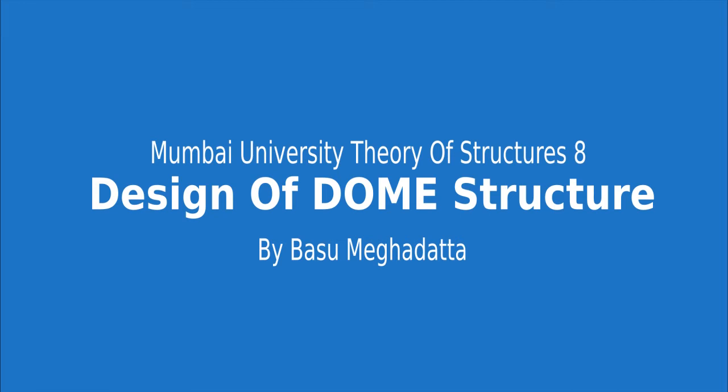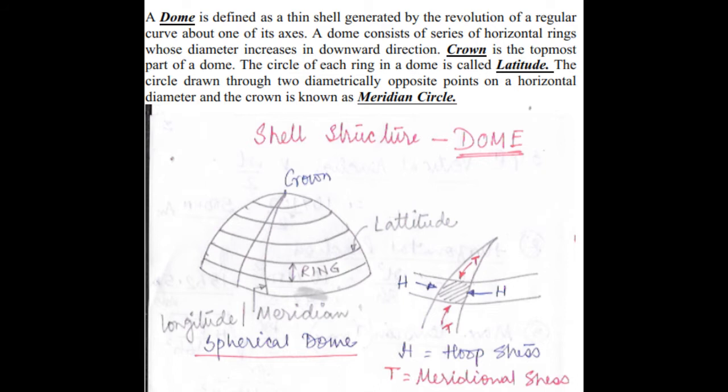So basically what is a dome? A dome is a thin shell which is generated by revolution of a regular curve about one of its axes. Now a dome consists of a series of horizontal rings whose diameter increases in the downward direction, as you can see in the diagram. The crown is the topmost part of a dome, and each circle or each ring in the dome is called a latitude. This terminology you should be conversant with: what is a crown, what is called a latitude.